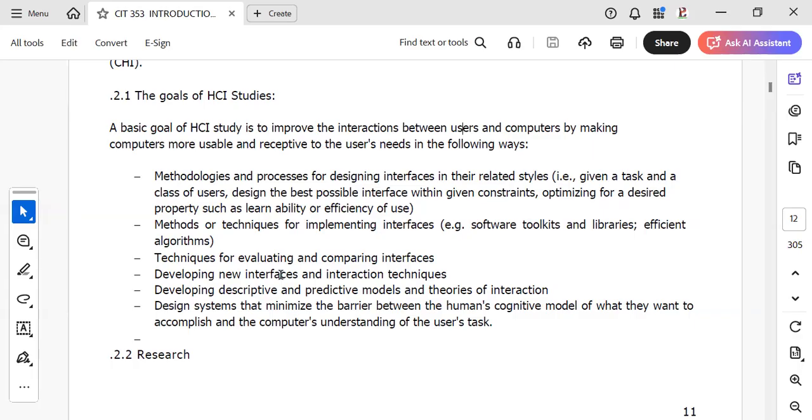And finally, design systems that minimize the barrier between the human's cognitive model of what they want to accomplish and the computer's understanding of the user's task. This is a very important point. You, the human, want to give the computer, the machine, a job, and you have an understanding of your job already. How will the computer adjust to thinking at your level, since you have different thinking faculties, you as a human and the computer itself? So there is a difference between the way we think. So we are going to learn how to minimize it.